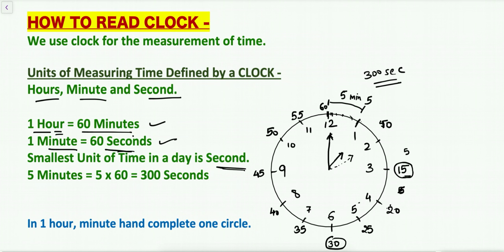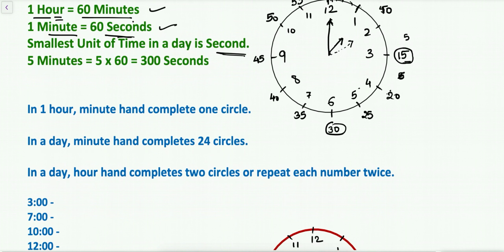So in 1 hour, the minute hand completes one circle. That is, it will start from 12 and again come back to 12. That is 60 minutes it completes, then only 1 hour will be completed. So in 1 hour, the minute hand completes one circle, and in a day we have 24 hours, so the minute hand completes a total of 24 circles.